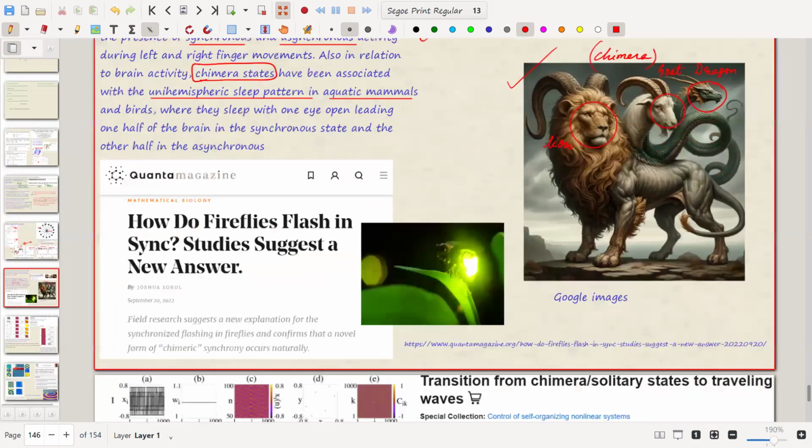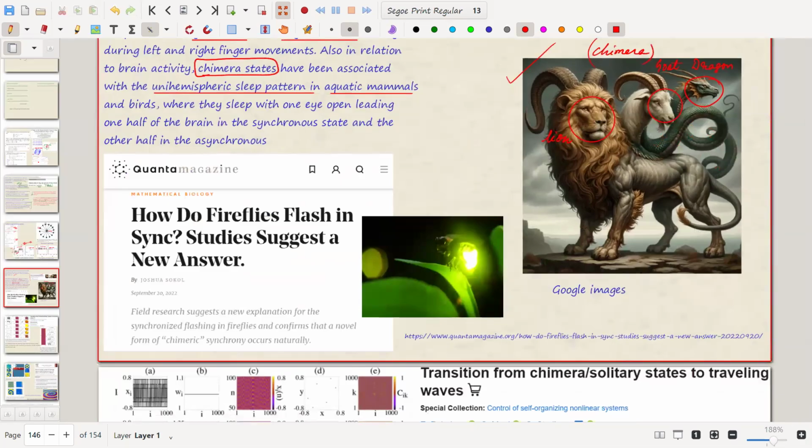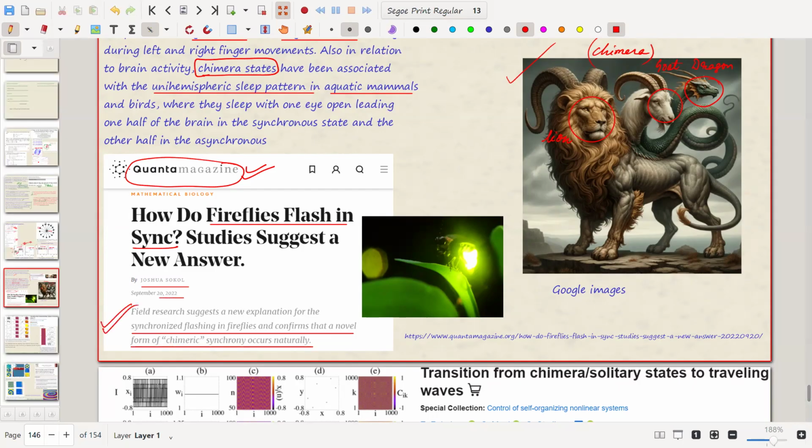If you want to read more about fireflies and synchrony, you can read it in Quanta magazine. It's a very nice magazine for those interested in science, and you can get to know many up-to-date facts from there. The article is "How do fireflies actually flash in sync? Synchronized flashing in fireflies confirms that a novel form of chimeric synchrony occurs naturally," written by Joshua Sokol in 2022. So you can imagine that synchronous dynamics and chimera states are still evolving topics. I strongly suggest you read this Quanta magazine article.